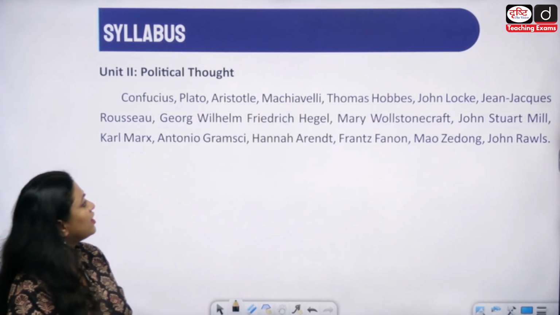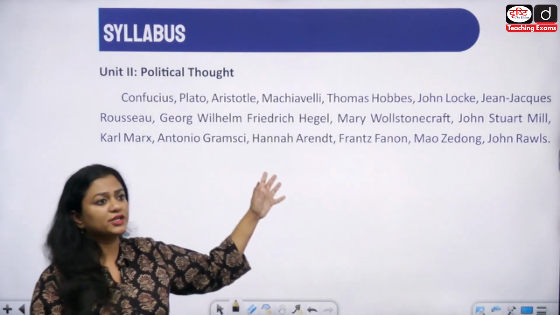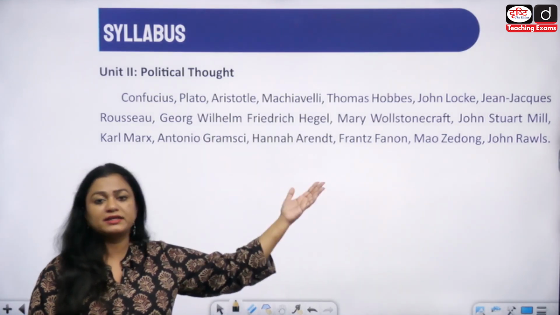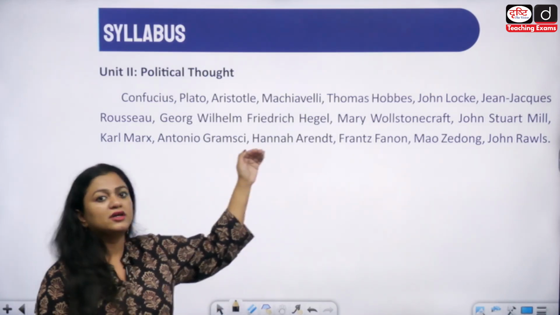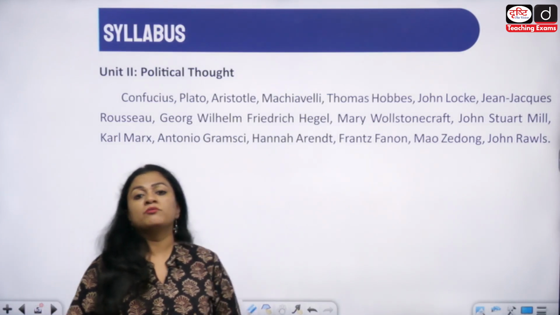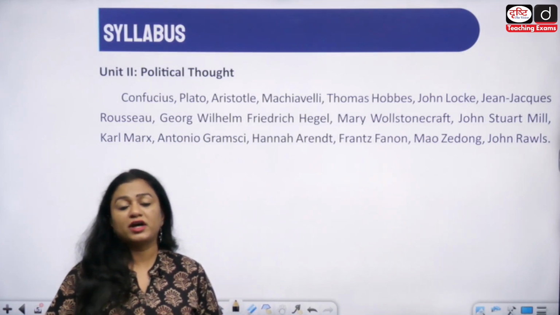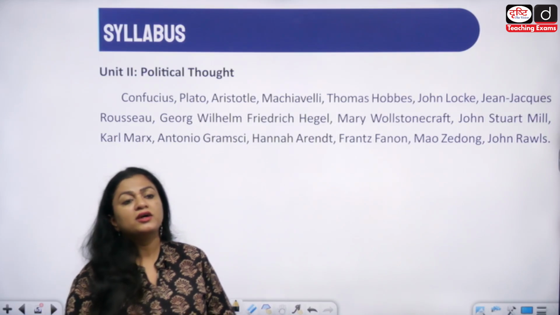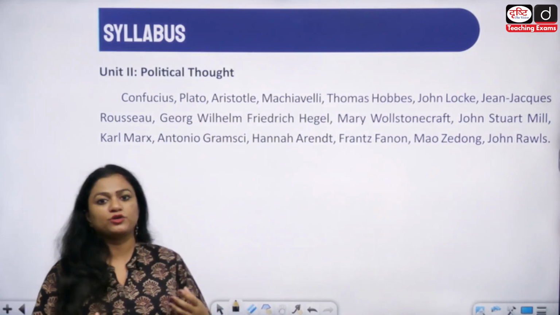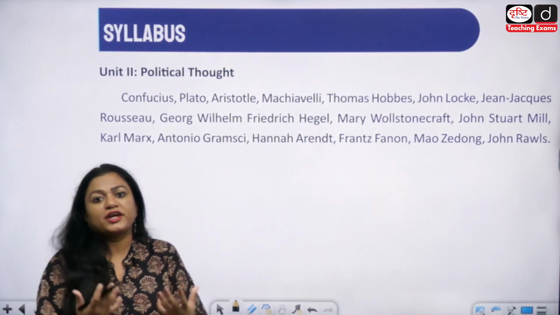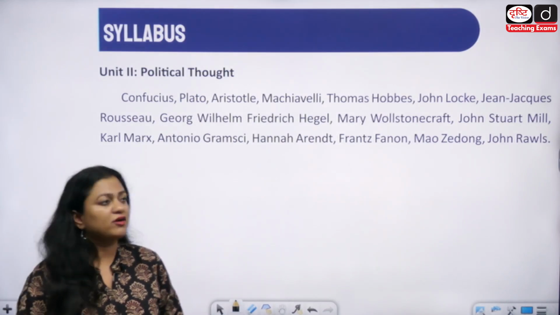Then we have Hannah Arendt, whose constructive theory of power, which we have already studied in unit number 1, will be repeated here itself. But yes, with her, we will be studying in more detail her theory on violence, her theory on totalitarianism, theory on various other aspects, and how she has tried to portray the real meaning of power.